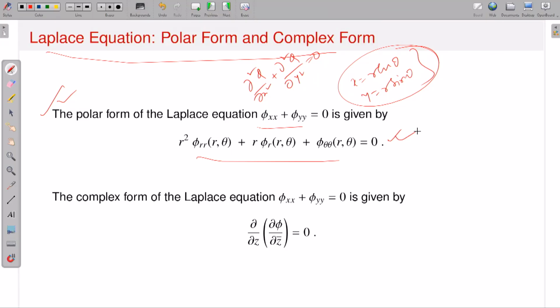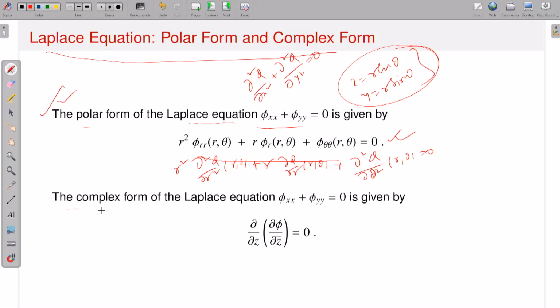It boils down to r square times del 2 phi del r square at the point r theta, plus r times del phi del r at the point r theta, plus del 2 phi del theta square at r theta, equal to 0. So this is just a change of variable, and this is the corresponding polar form of the Laplace equation.